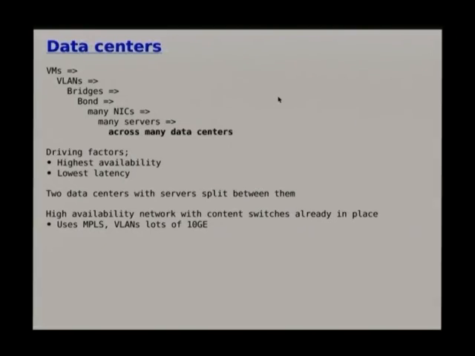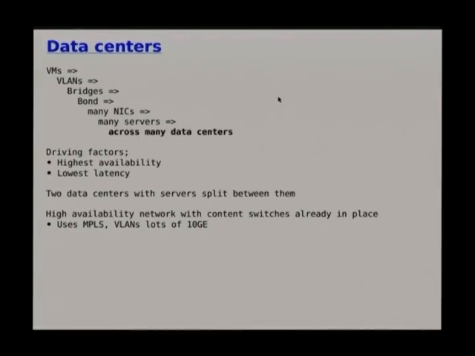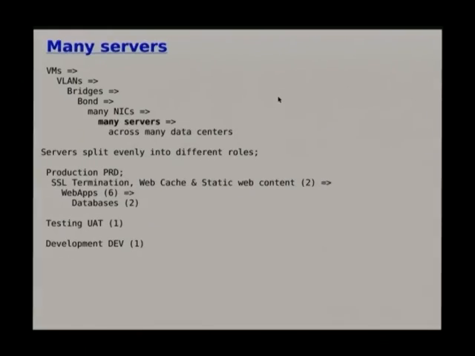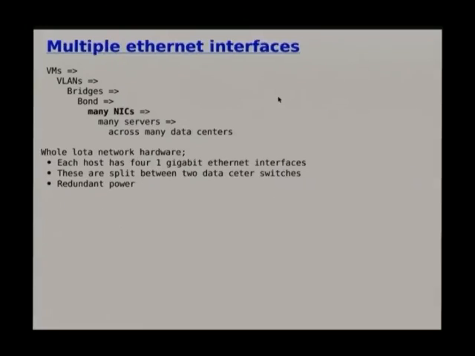Right. So that first thing I had back there, which talks about that little stack there of the many data centers. We have the 2 data centers. We use MPLS to distribute our VLANs across 10 gig infrastructure. We bought a dozen servers. So we had 2 machines which do the web cache, SSL, and the static content. We had 6 web app servers, 2 database servers, a dev and UAT machine. Each of those servers has redundant power and redundant networking. The servers are split between 2 data centers.